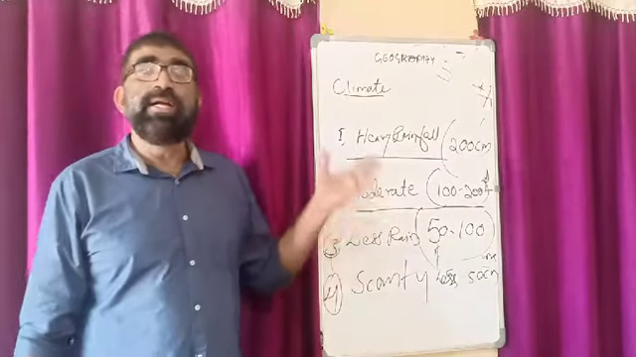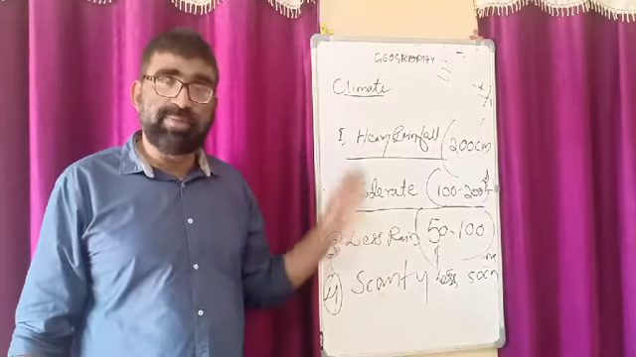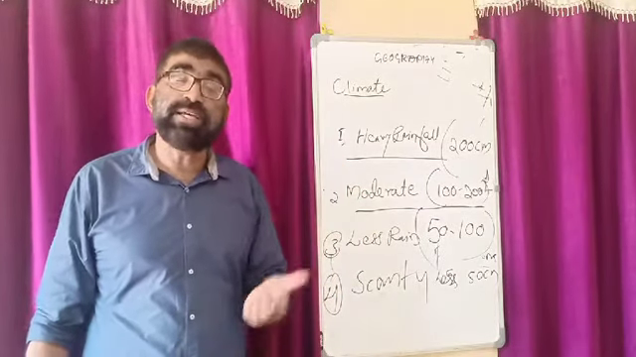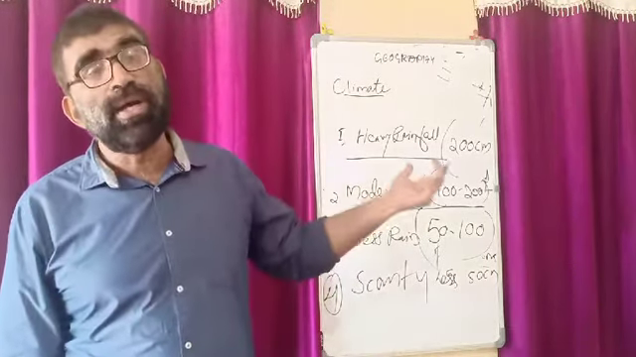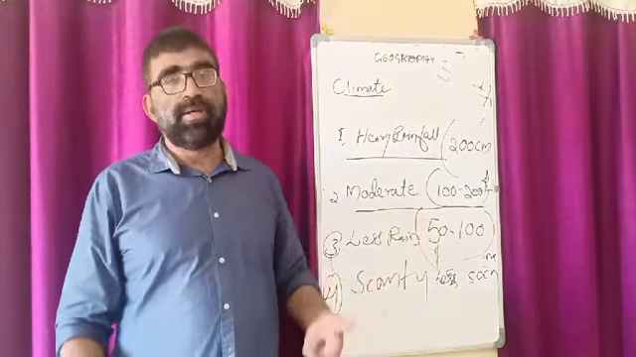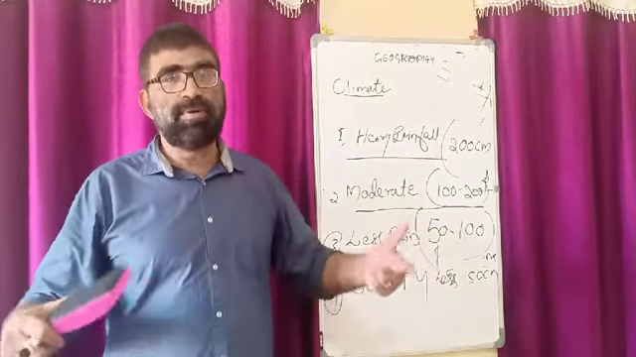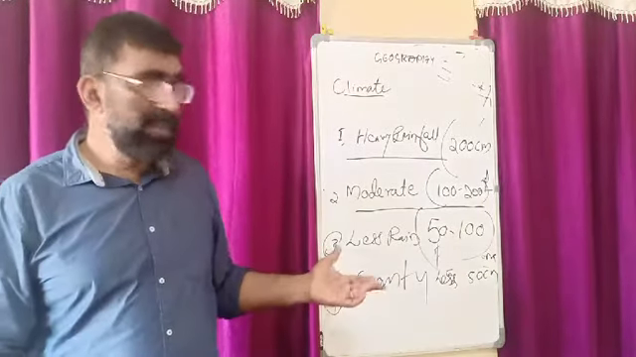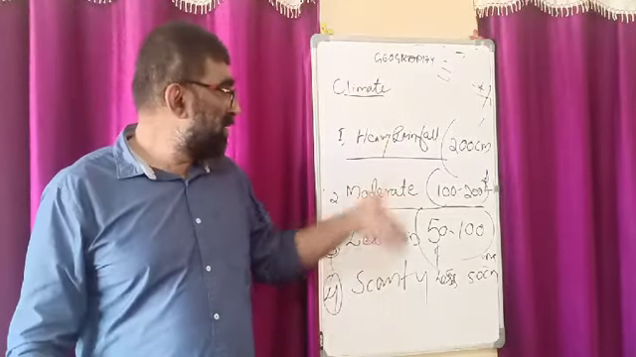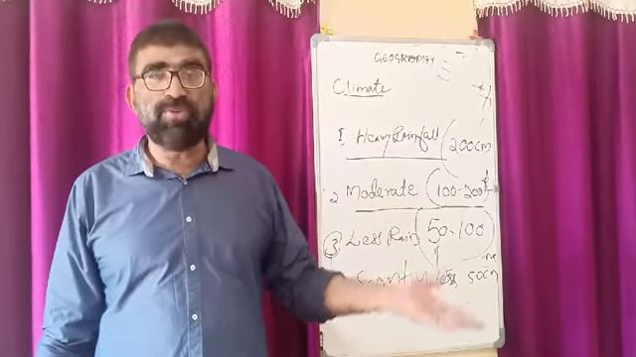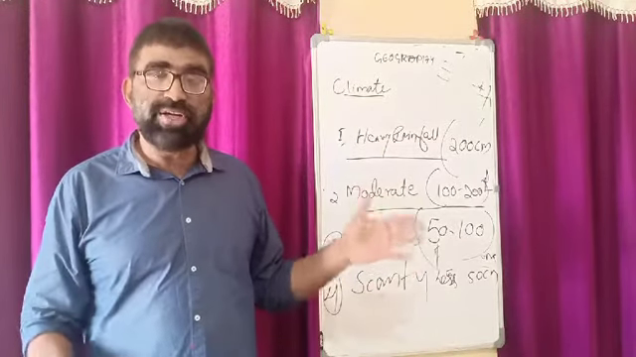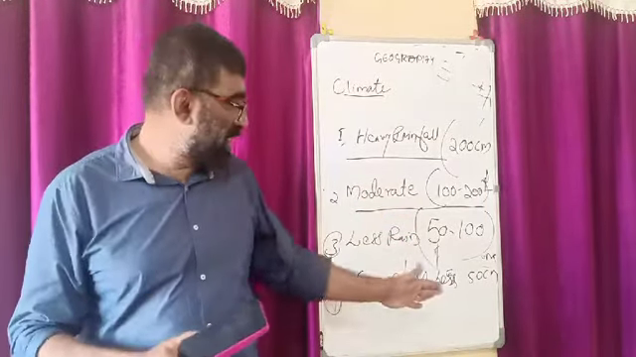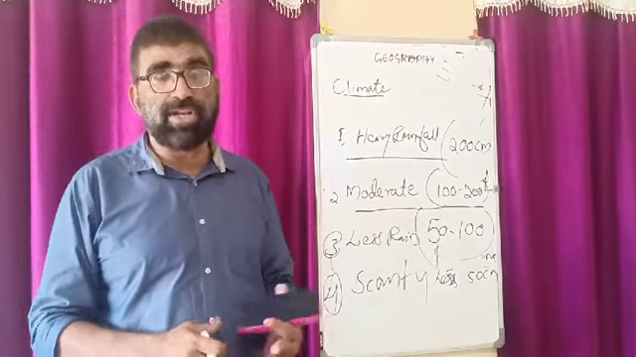Then we have seen that the distribution of rainfall is determined by these three factors: relief feature, passage of cyclone, and direction of the rain-bearing winds. So we have seen the rainy regions: heavy rainfall region, moderate rainfall region, less rainfall region, and scanty rainfall region.